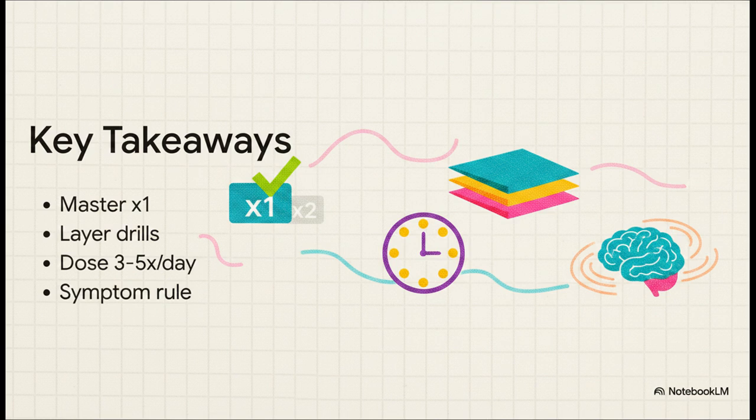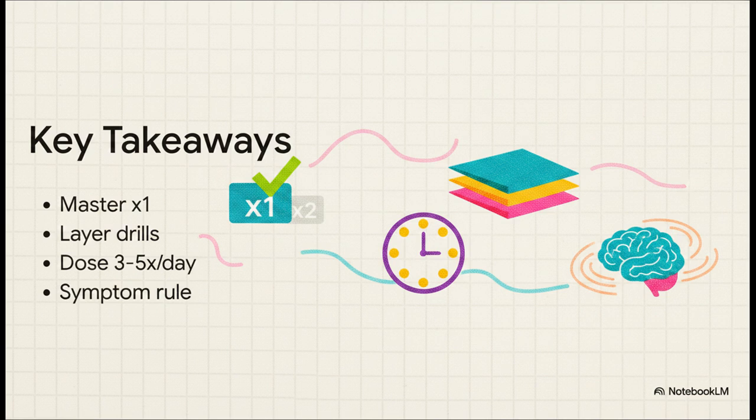Number 2, systematically layer those progressions. Go from near-far switching to busy backgrounds, then standing, and finally walking. Number 3, respect the dose. That's 1 to 2 minutes per axis, 3 to 5 times a day. Space practice is totally non-negotiable.